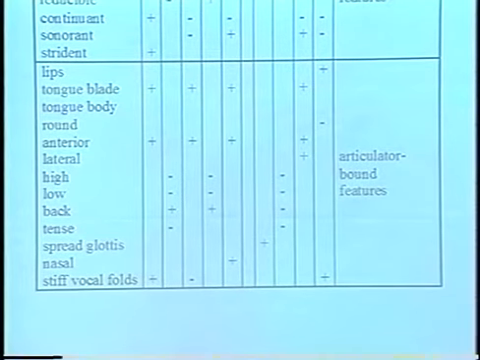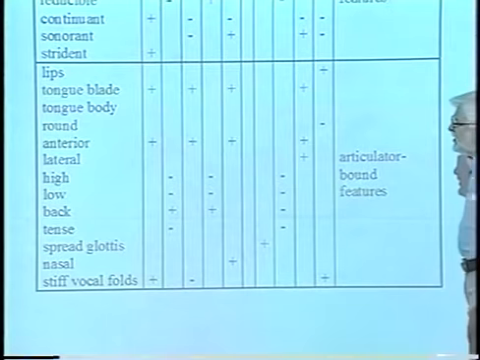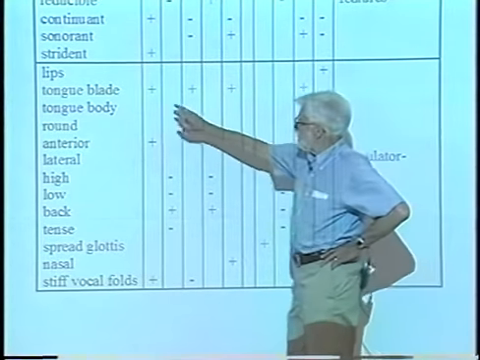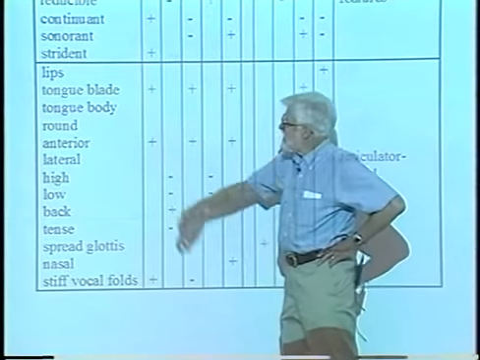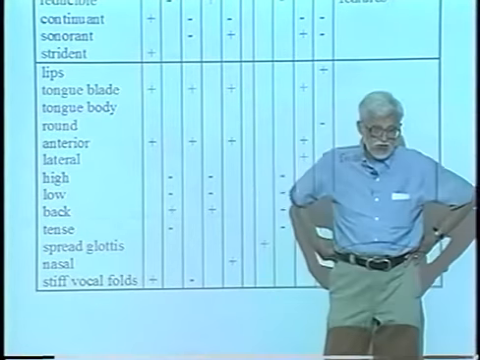And I have to say, the way we're setting up these features, they're not, strictly speaking, all of them binary. Some of them you might call unary. So if there's a feature that says you use the tongue blade, then it automatically means you're not using the tongue body or the lips, at least in English.